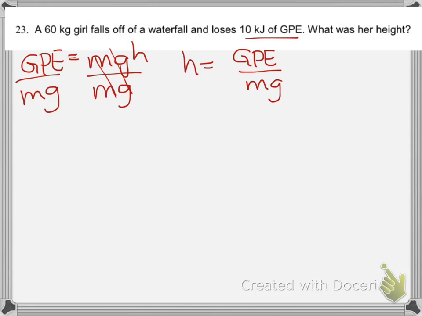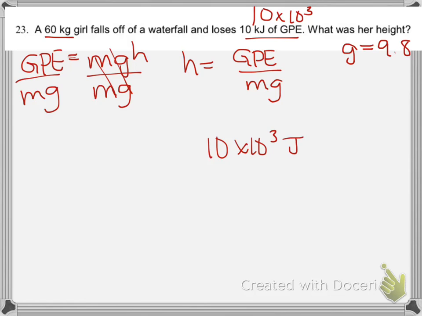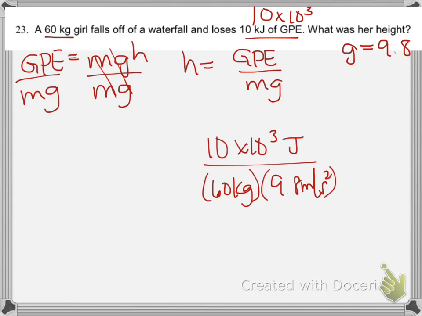They tell us that our GPE is 10 kilojoules. Remember, that's going to be 10 times 10 to the third. And they tell us our mass is 60 kilograms, and we know again that our g is going to be 9.8. So if we plug in, we have 10 times 10 to the third joules divided by 60 kilograms multiplied by 9.8 meters per second squared. So when we do that calculation, we find out that our height was 17 meters.